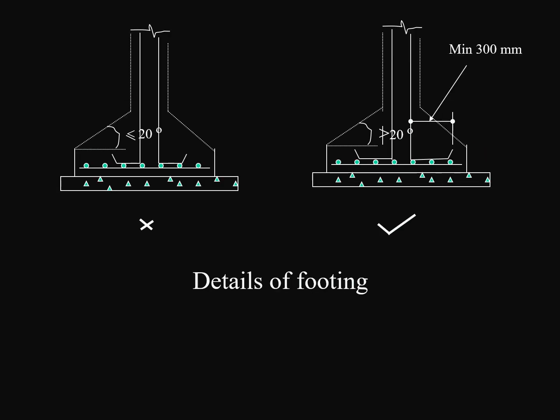Footings are shown here. Nowadays these tapered footings are almost outdated. Flat footings we are going. In case of flat footing as well as sloped footing, the longitudinal bar should be bent for a minimum of 300 mm as shown in the right side section, which is correct. But whereas the left side section, it is for a short distance, which is not correct.